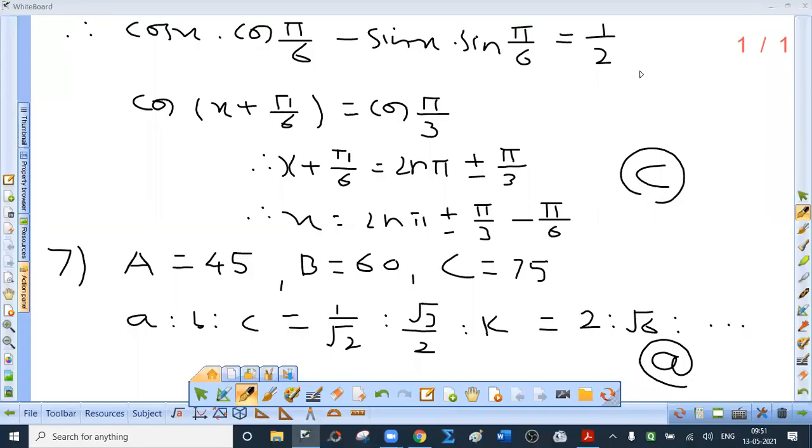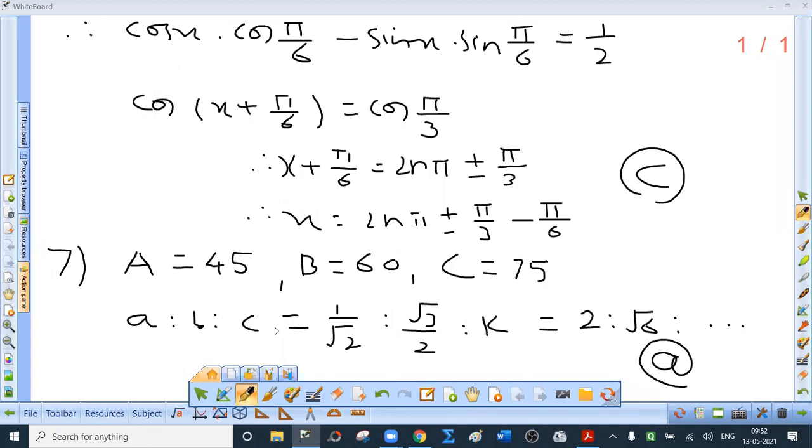So what is given? Angle A 45 degrees, angle B 60 degrees. So angle C has to be 75 degrees. Actually sin 45 is 1 by root 2. Sin 60 is root 3 by 2. We do not know sin 75. We can find by writing 75 as 45 plus 30. But let us see whether, without finding sin C, we get the answer or not.